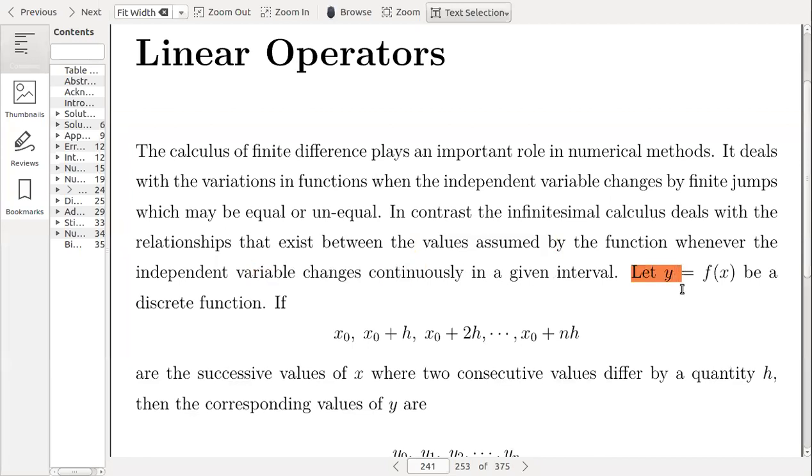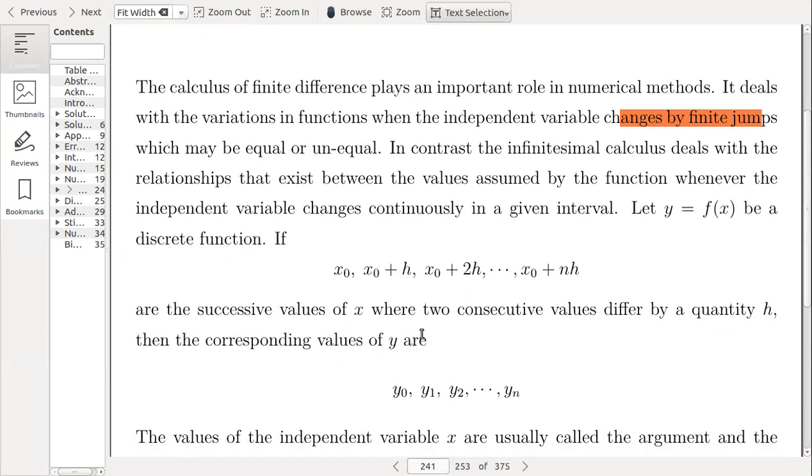So we can suppose that y is equal to f of x is a discrete function. It means the independent variable changes by finite jumps. So if x naught plus h, x naught plus 2h, and so on, x naught plus nh are the successive values of the independent variable x, where two consecutive values differ by a quantity h.